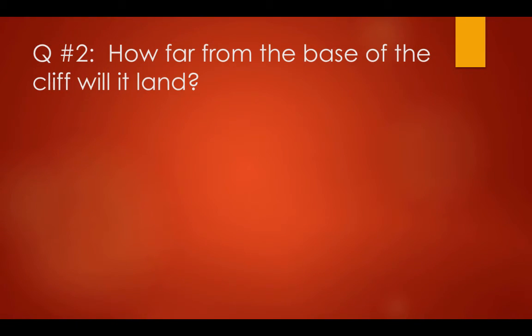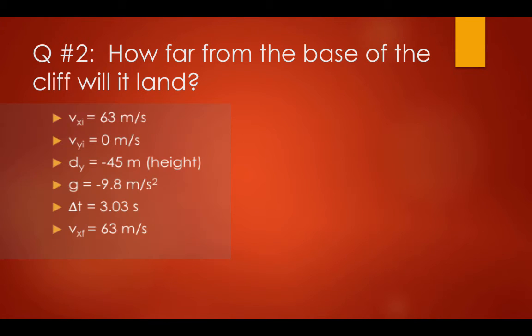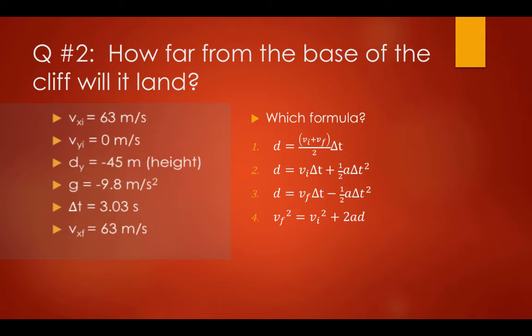Question number 2, how far from the base of the cliff will the ball land? Here are our values, and we just calculated t at 3.03 seconds. Which kinematic equation shall we choose, 1, 2, 3, or 4? We are calculating horizontal displacement, so how far sideways it traveled from the edge of the cliff. So we will need initial horizontal velocity as well as final horizontal velocity, which is a constant at plus 63 meters per second, and the time it's in the air for, which we calculated as 3.03 seconds. We know the horizontal acceleration is 0 meters per second squared, so we can use formula 1, 2, or 3.